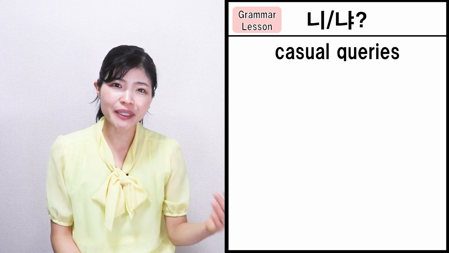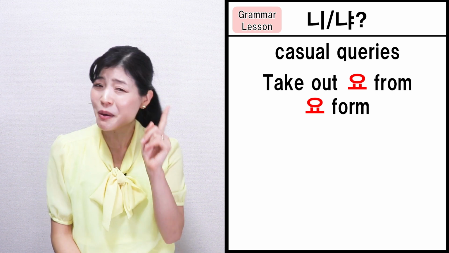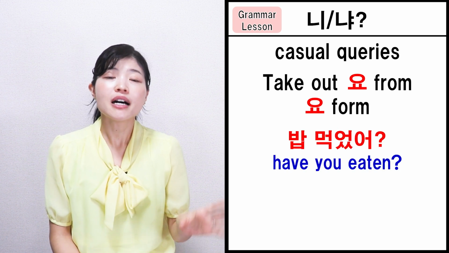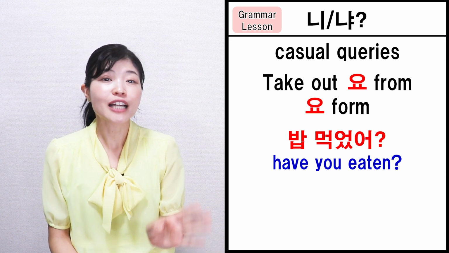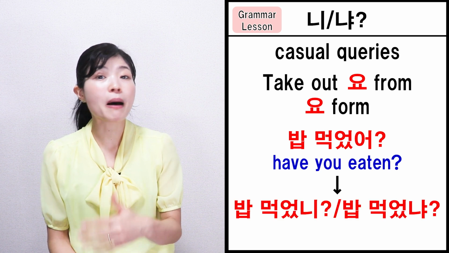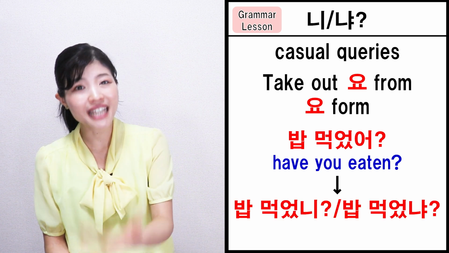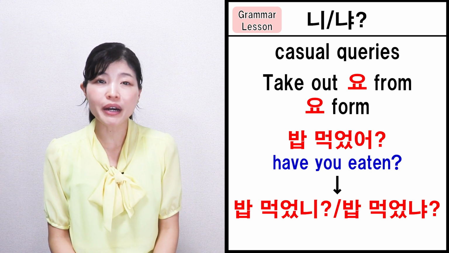In casual queries, you can take out 요 from the 요 form, right? Do you remember that? For example, 밥 먹었어? Have you eaten? This is 반말, casual speech. But you can use 니, 냐 as well, like 밥 먹었니? 밥 먹었냐? However, there is a slight difference in nuance.